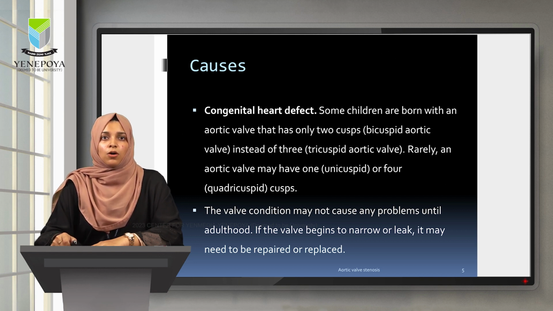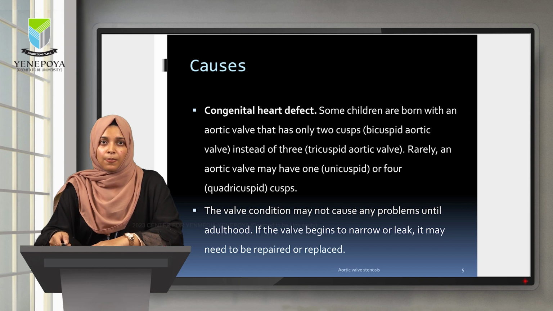Some children are born with an aortic valve that has only two cusps, that is bicuspid aortic valve, instead of three cusps, that is tricuspid aortic valve. An aortic valve normally has three cusps. Rarely an aortic valve may have one, unicuspid, or four, quadricuspid, cusps. The valve condition may not cause any problem until adulthood. If the valve begins to narrow or leak, it may need to be repaired or replaced.